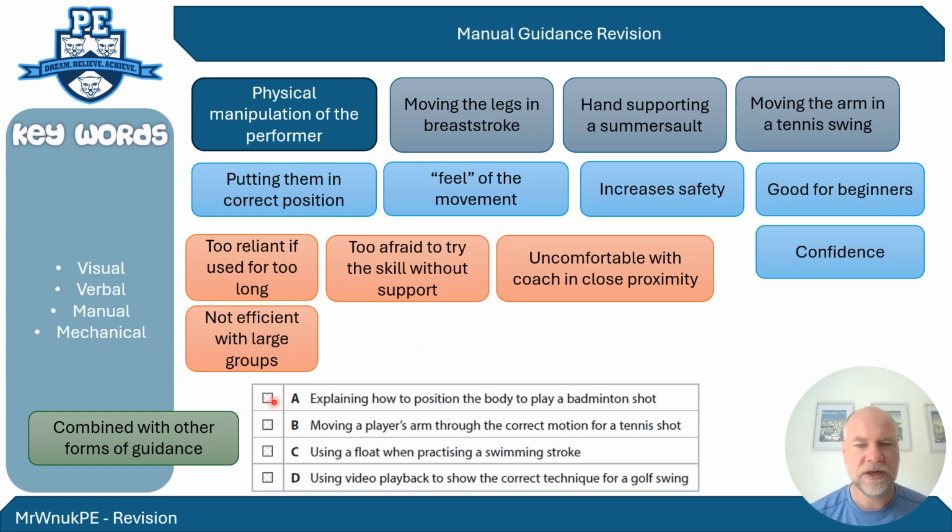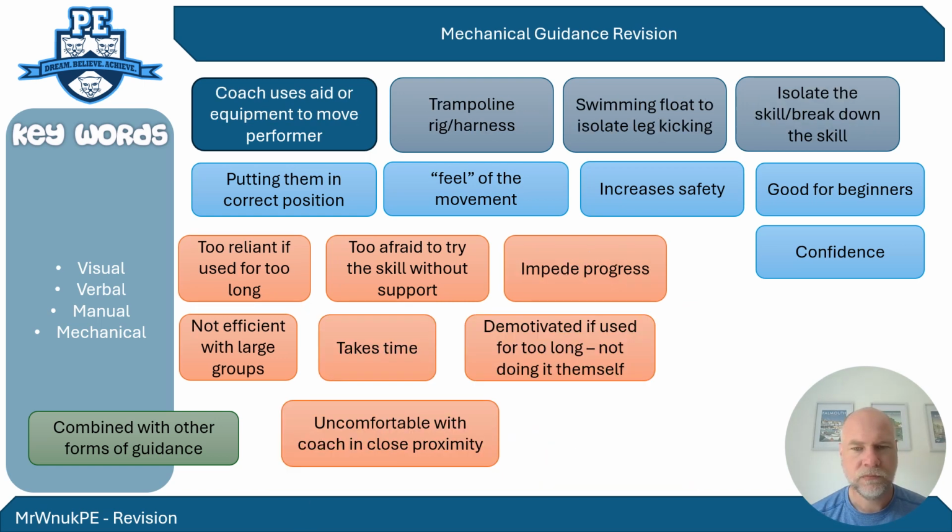You've got: explain how to position the body in a badminton shot, which is where you can pause the video and have a go at this yourself. Moving the player's arm through the correct motion of the tennis shot, using a float when practicing the swimming stroke, and then using video feedback to show correct technique. Each of them has one type of guidance, and it'd be worthwhile revising and adding these definitions to your repertoire. But the one we're looking at for manual guidance is moving a player's arm through the correct motion of a tennis shot.